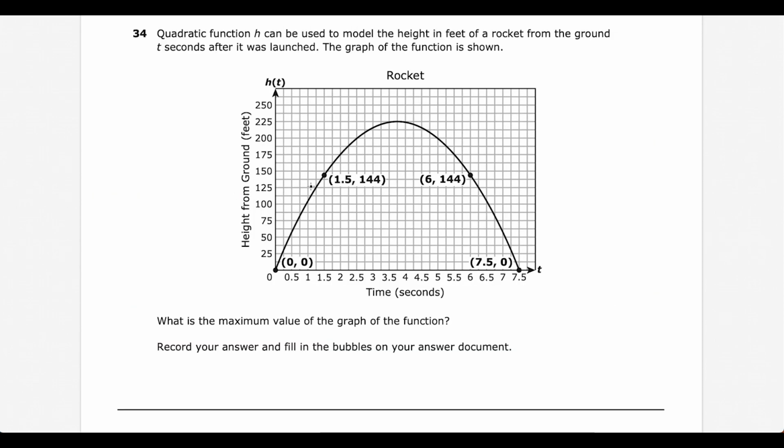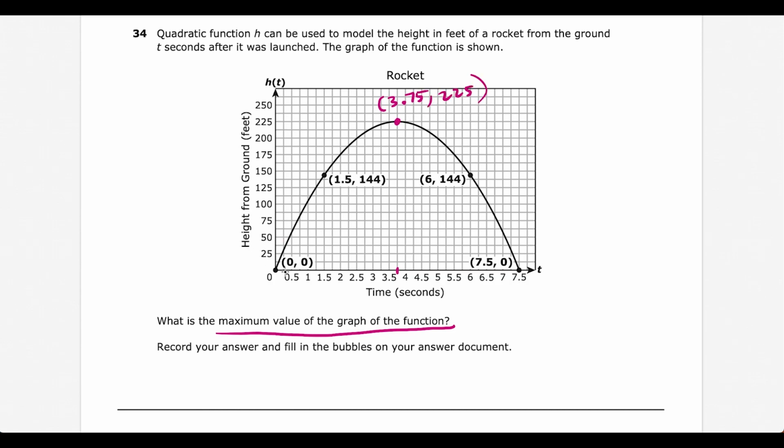So question 34, we have a quadratic function h used to model the height of a rocket from the ground t seconds after it was launched. Here's the graph. What is the maximum value of the graph of the function? And this is something we just have to record. The maximum value is the highest point. And notice that's happening over here. And it's happening, it looks like, at about 3.75, right between 3.5 and 4. And I know that also is definitely our t value of our vertex. So we're at 3.75, comma, our y value is 225.